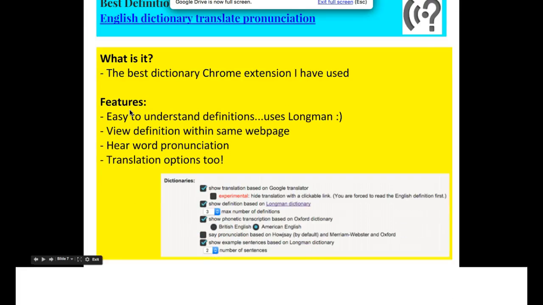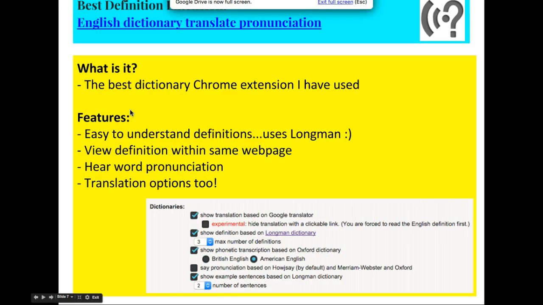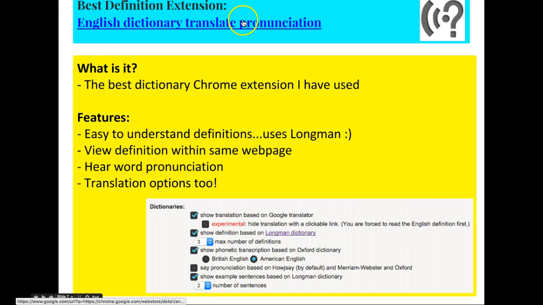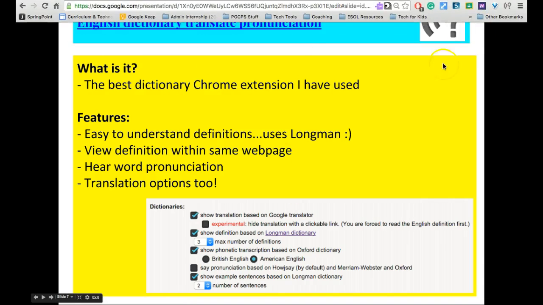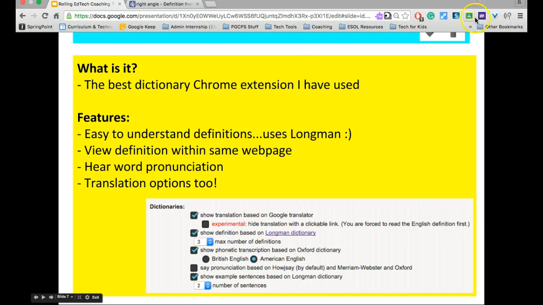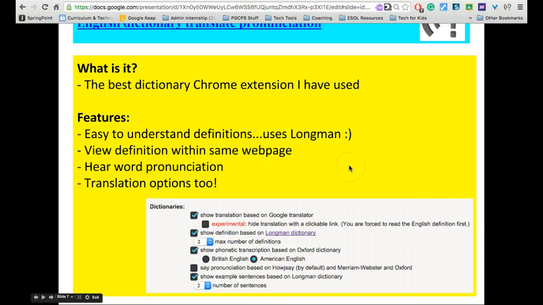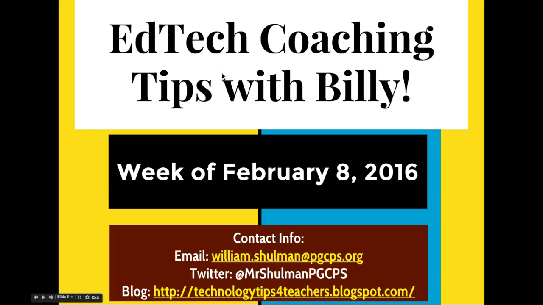All right. So if you really like Longman like I do, I found another really cool extension, and I've seen a couple different dictionary extensions. This one is the best, and it's got a really long, not a catchy name. It's called the English Dictionary Translate Pronunciation. I mean, I don't know. But then the icon looks like that, and if you look up here, I have it right there. There you go. Fantastic definition, just like it says in the name.